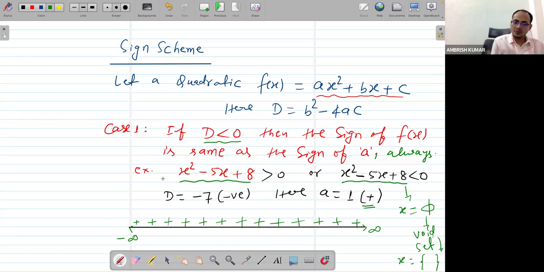And the solution for the first part is going to be from negative infinity to positive infinity. Always keep in mind, from negative infinity to positive infinity, we also represent by capital R, the set of real numbers. So in the given question, we have to solve for greater than 0. So you get x can be from negative infinity to positive infinity, right?